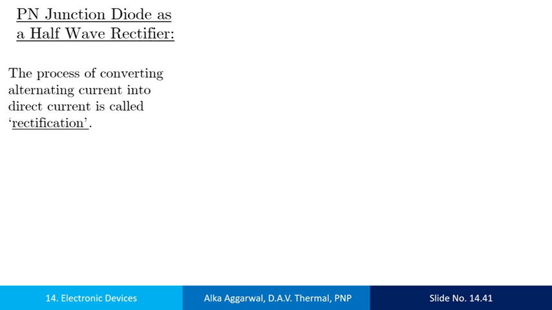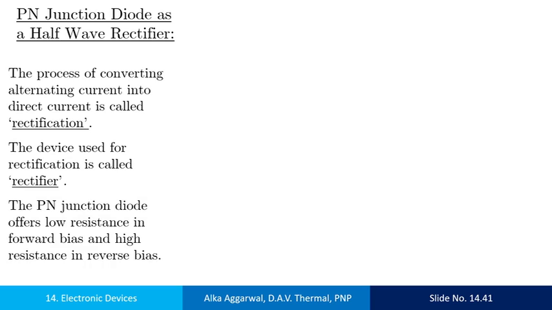Rectifier is a device which converts the AC into DC. The device which is used is called the rectifier and the process is called the rectification. The PN junction diode offers the low resistance in forward biasing and high resistance in reverse biasing, and due to this property it is used for the rectification.